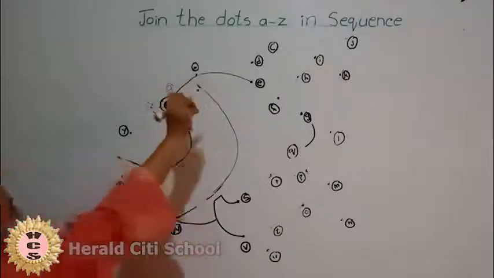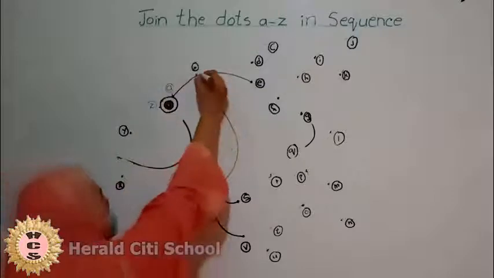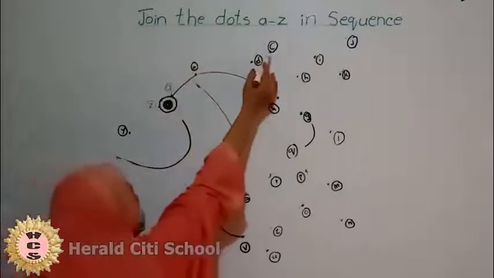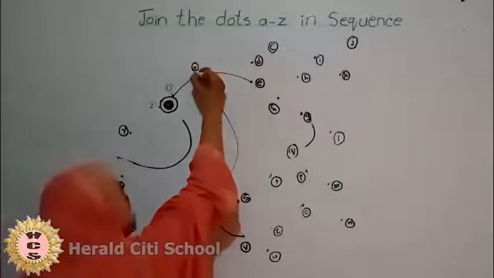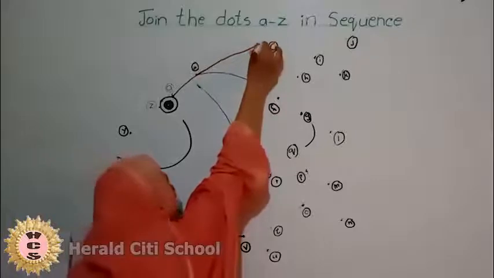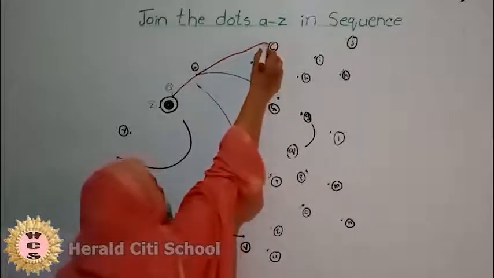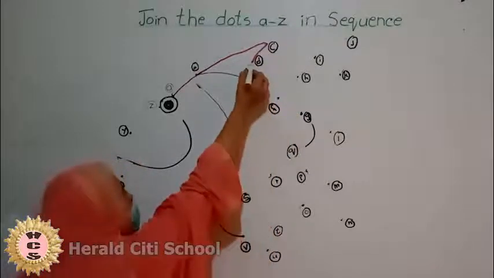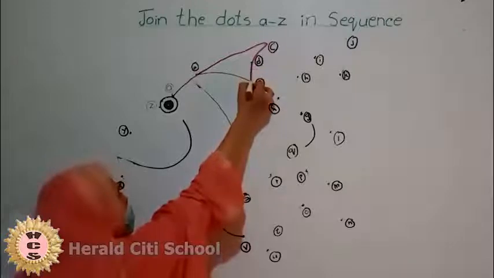Now what comes after B? C. Very good. And here, where is C? Yes, very good. C is here. Now we will join B to C. Now we will join the D. Here is E. Yes. E is after D.